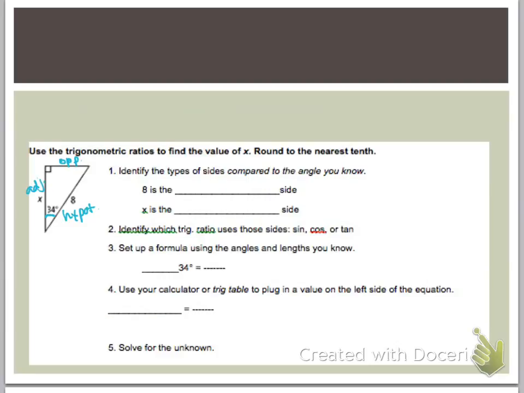Okay, so 8 is my hypotenuse. X is my adjacent. So when I'm typing it in, out of my SOHCAHTOA, I want the one that has to do with hypotenuse and adjacent. So we're going to be using cosine. Remember, the thing that goes next to the cosine, sine, or tangent is always the degree. This time I'm giving you the degree of 34. Cosine represents adjacent over hypotenuse, so the adjacent is x, and my hypotenuse is 8.